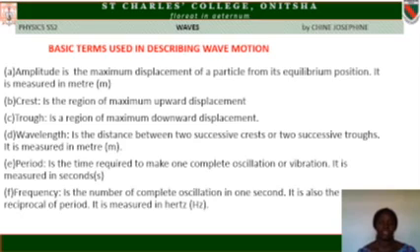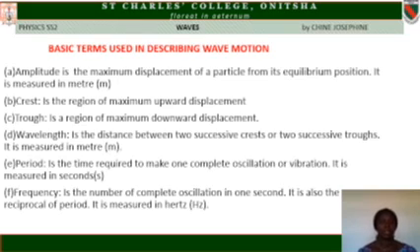Basic terms used in describing wave motion. Amplitude is the maximum displacement of a particle from its equilibrium position. It is measured in meters. Crest. Crest is a region of maximum upward displacement. Trough. Trough is a region of maximum downward displacement. Wavelength. Wavelength is the distance between 2 successive crests or 2 successive troughs. It is measured in meters.